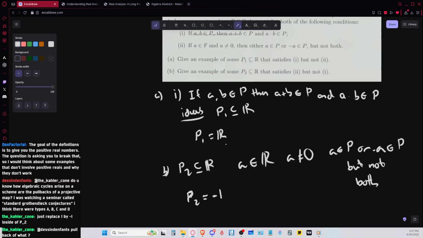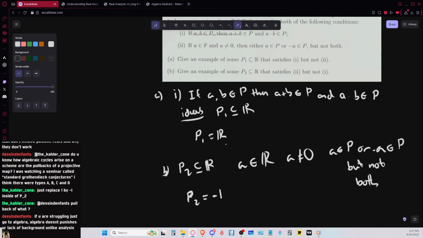So I'm just gonna reread what Don posted. The goal, the definition, is to give you the real positive numbers. The question is asking you to break that, so I would think about some examples that don't involve positive reals and why they don't work.